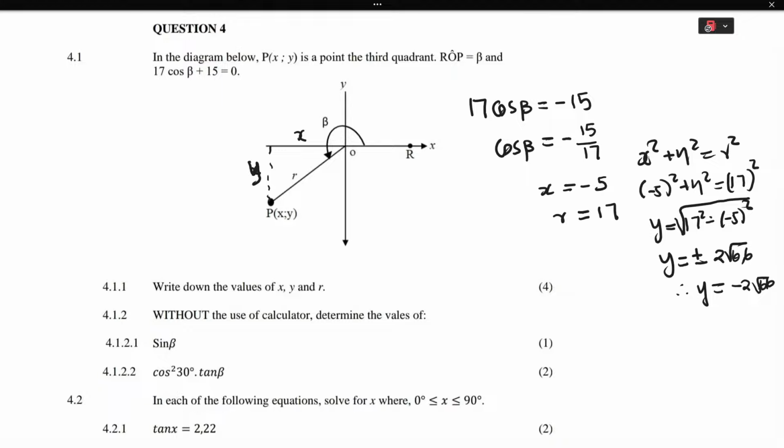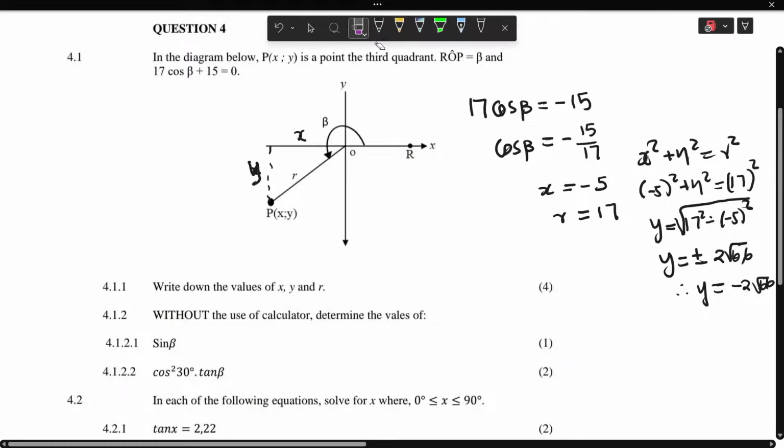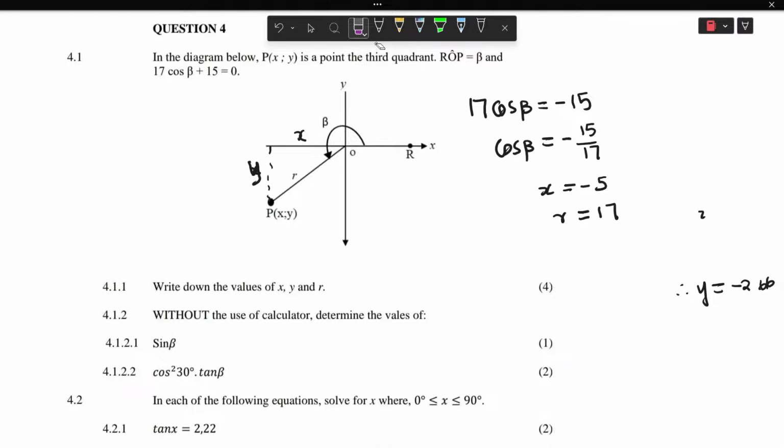Oh, no. I made a mistake. Okay. Thank you so much. I made a mistake. Let me restart it. I thought it's 5, but it's 15. Thank you so much. I've started it over.